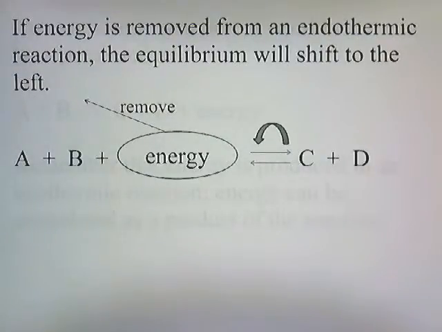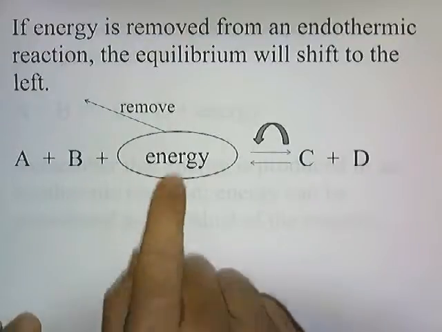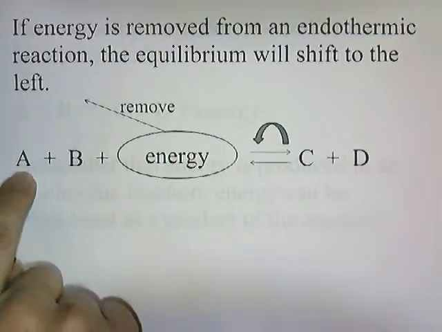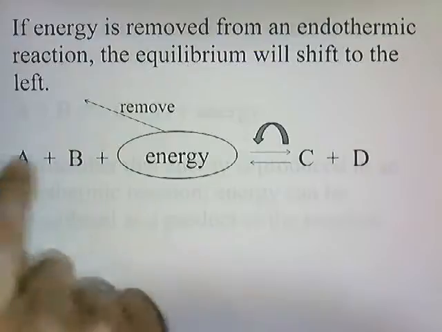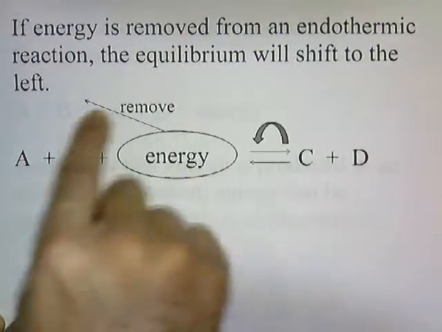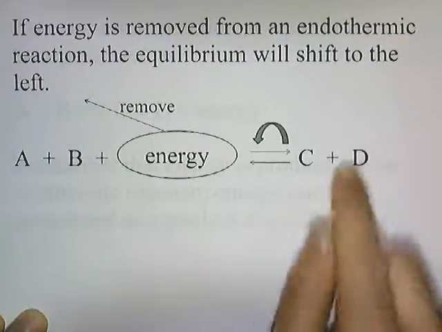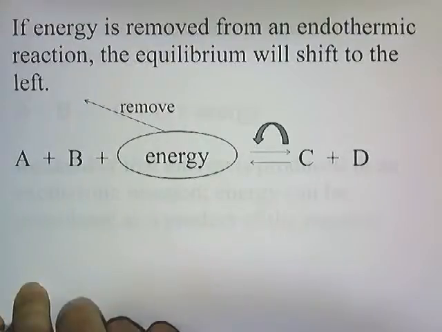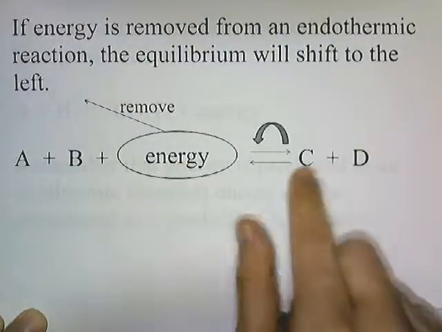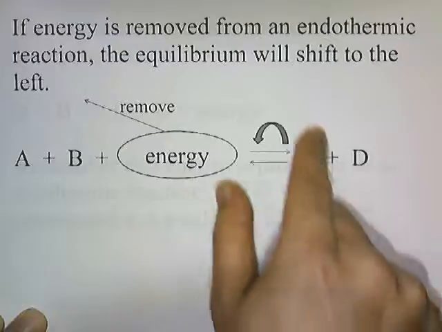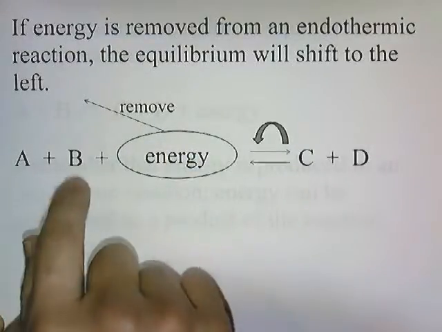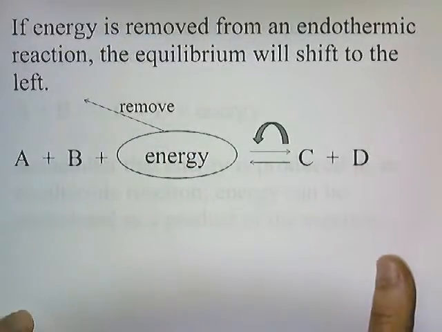If energy is removed from an endothermic reaction, the equilibrium will shift to the left. So if I were to remove this, that's the equivalent of removing A or B. It'll cause the equilibrium to shift in this direction. These will react to compensate for the loss of these things. So in a sense, to compensate for the loss of energy, these will react, and the equilibrium will shift this way, and we'll get more A and more B and more energy.